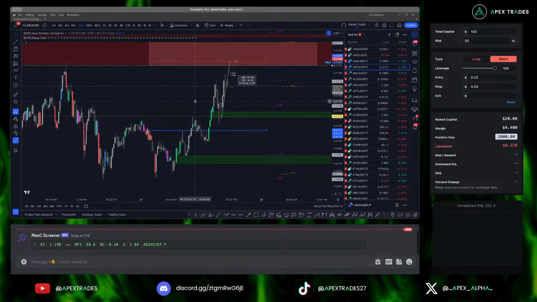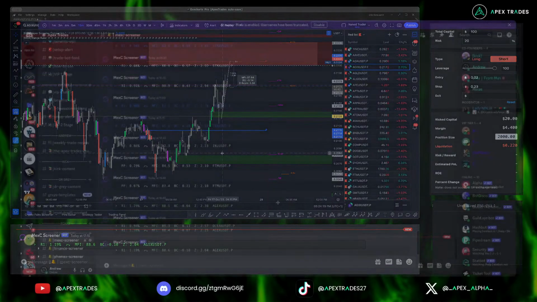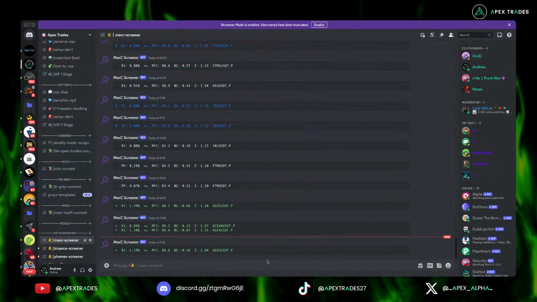Let's talk about a screener while we're waiting for stuff to happen. So, what is the screener? The screener is basically, you see all of these different elements here. You can see just lots of digits and numbers on the screener. What we're looking at is from left to right.